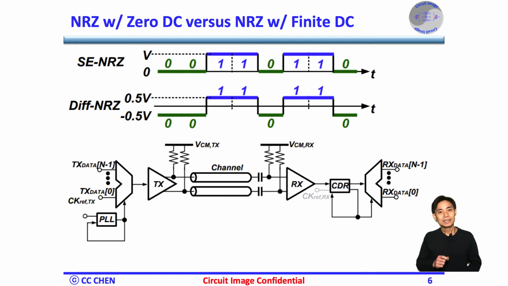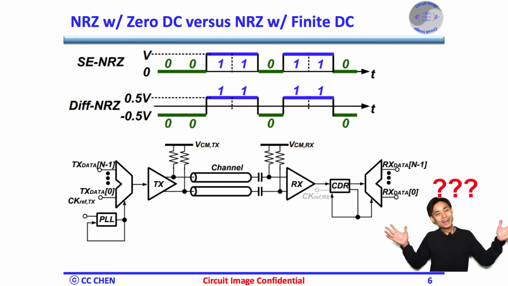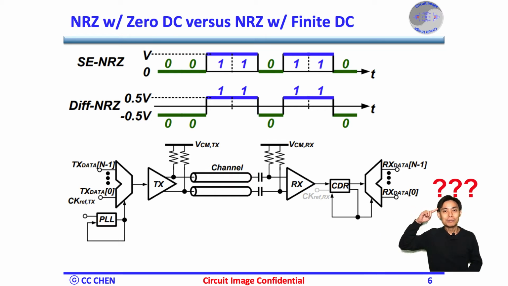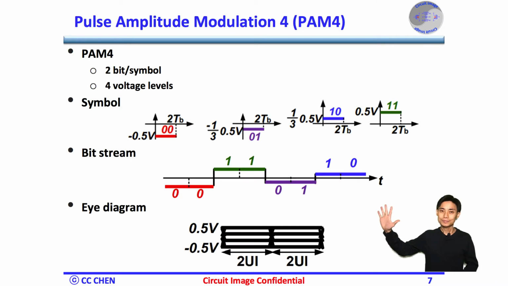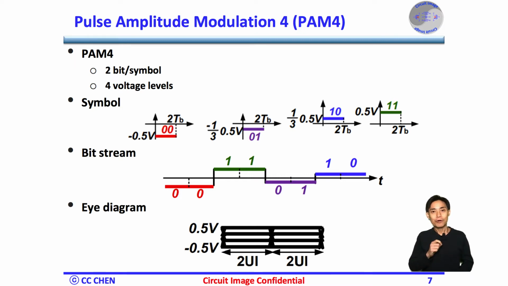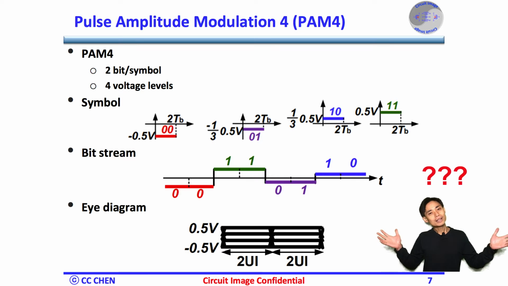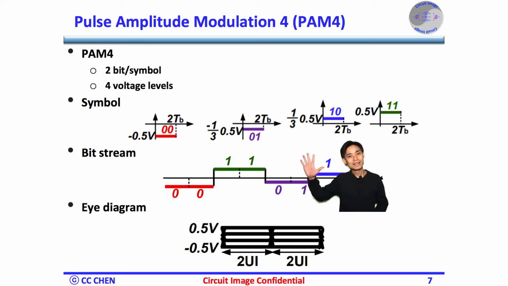Instead of the RZ, do you have another data image we can try? Think about your pulse amplitude modulation image one more time for 5 seconds. Right, we can further increase the voltage level from 2 to 4, which is a pulse amplitude modulation 4, or called PAM4. But why would you do that? Think about the bandwidth images for 5 seconds.